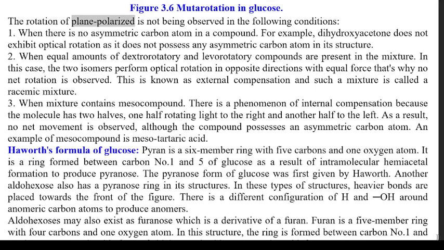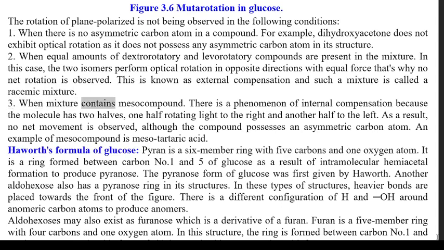The rotation of plane polarized light is not observed in the following conditions. 1. When there is no asymmetric carbon atom in a compound. For example, dihydroxyacetone does not exhibit optical rotation as it does not possess any asymmetric carbon atom in its structure. 2. When equal amounts of dextrorotatory and levorotatory compounds are present in the mixture. In this case, the two isomers perform optical rotation in opposite directions with equal force. That's why no net rotation is observed. This is known as external compensation, and such a mixture is called a racemic mixture.